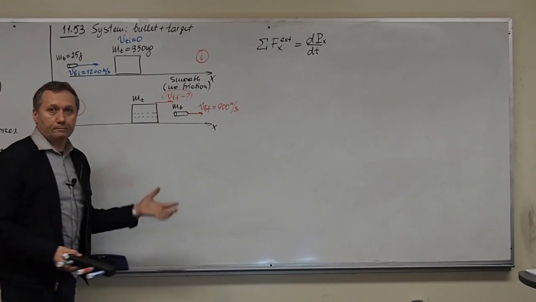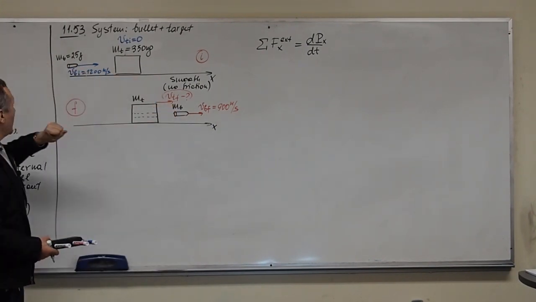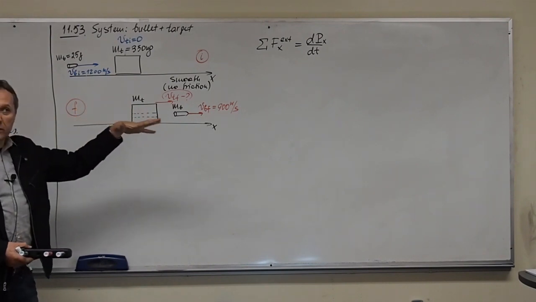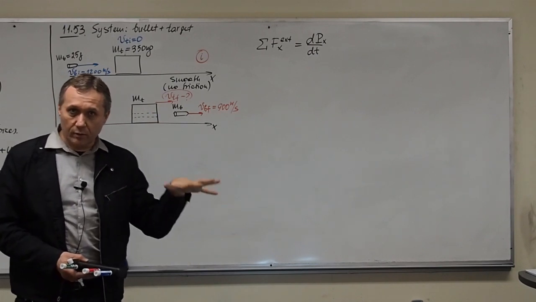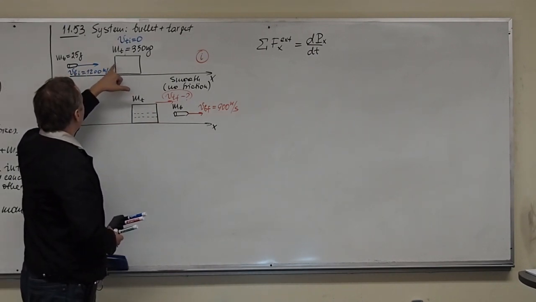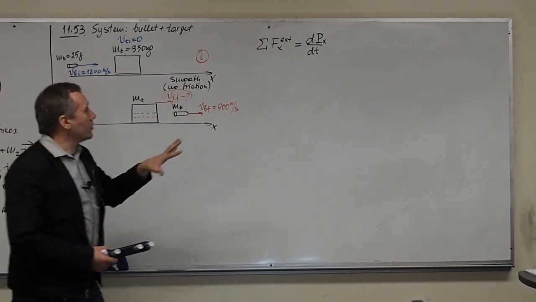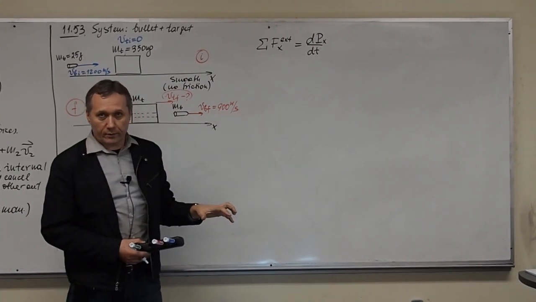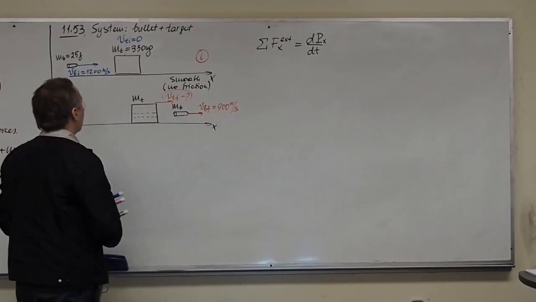Bullet. Of course, it has to go through air, but with very good approximation, we can neglect the resistance of the air. Then, of course, there will be gravity, but the gravity is in the vertical direction, which is not going to affect the motion in the x direction. Then, the target, the wooden block.